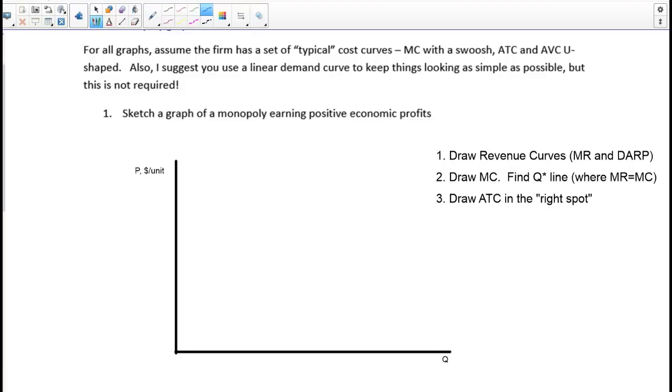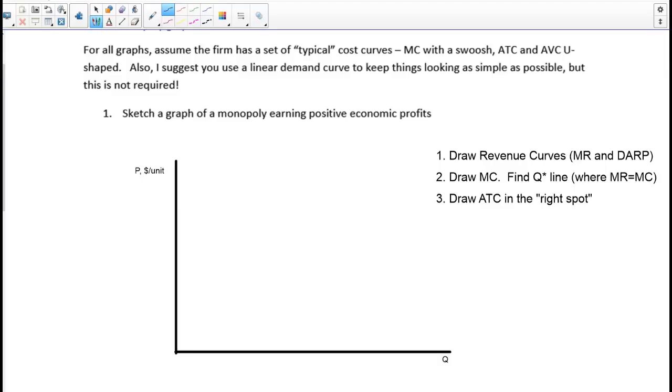So here I'm gonna sketch the four monopoly situation graphs that you can use to follow along if you need to complete the worksheet. So the first situation we have here is sketch a graph of a monopoly earning positive economic profits. I guess first thing to recall is that for monopoly, remember the monopolist is the only firm in the market, so it's going to face the entire demand curve.